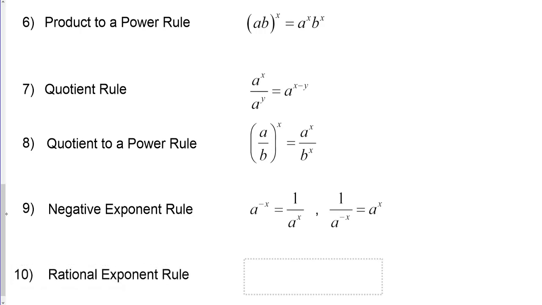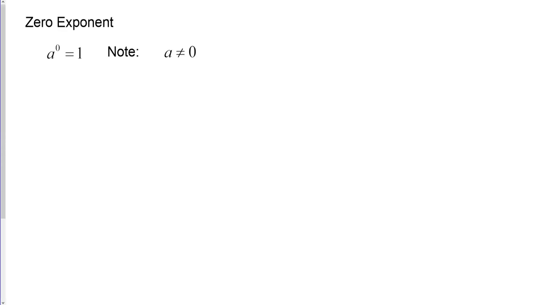And lastly, the rational exponent rule, which says that a to the n over d, and I've chosen n and d to stand for numerator and denominator of that fraction, can be evaluated in one of two ways, which are completely equivalent. You have the dth root of a to the nth power, or you can take the root based off the denominator and then raise that whole thing to the same power. Alright, now let's look at these rules in detail.